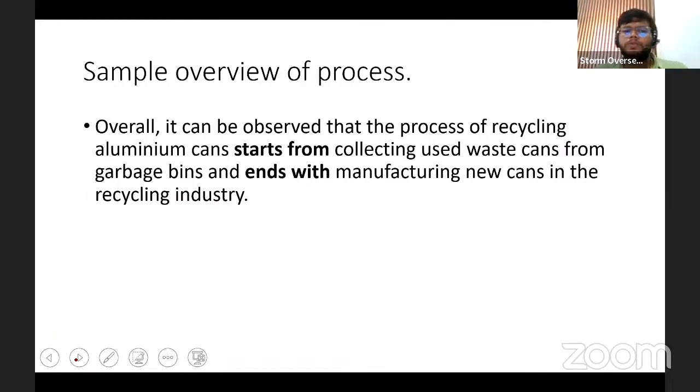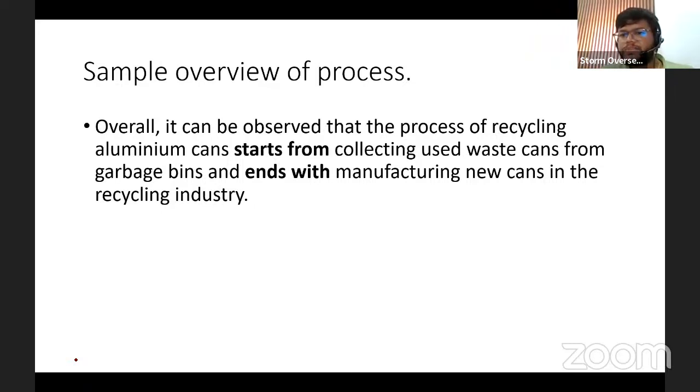Okay, so you can see that overall it can be observed that the process of recycling aluminum cans starts from... So I'm mentioning the starting stage and what happens there. In the starting stage, those used cans are collected from the garbage bins, and the process ends at the manufacturing of new cans in the recycling industry.